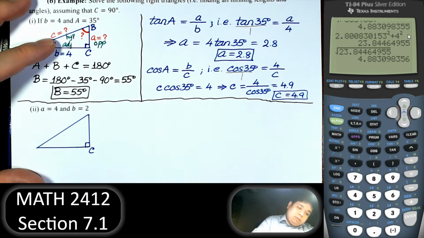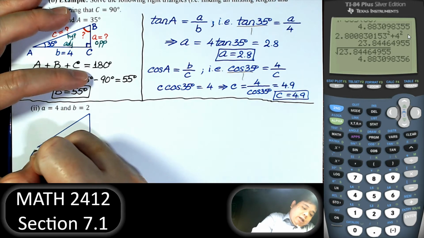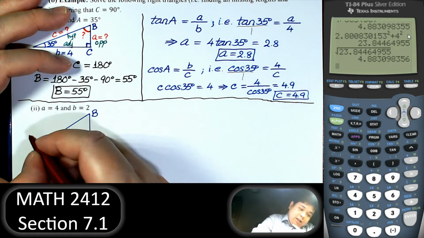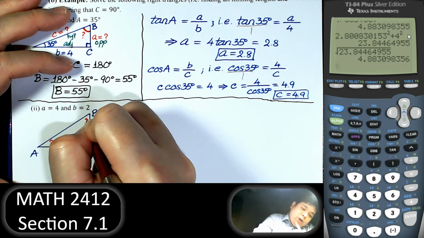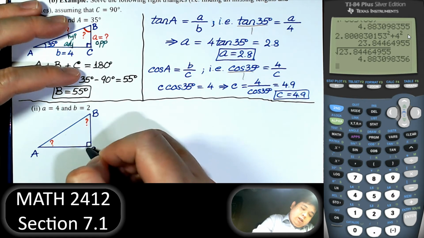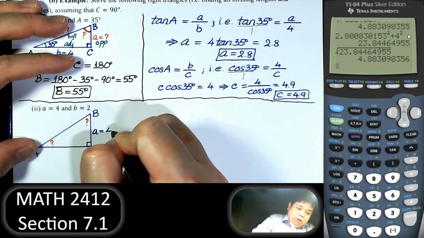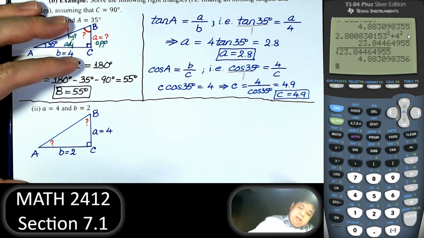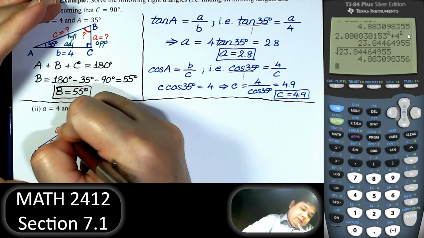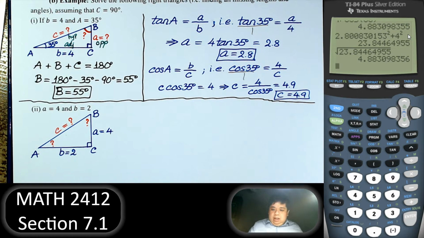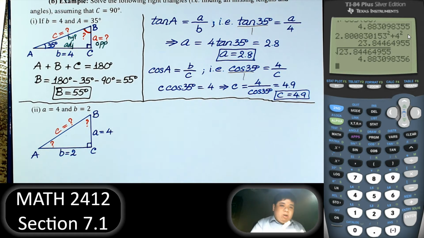Right, A, B, C. So in this example, we do not know angle A. We do not know angle B. We do know side a, opposite to angle A, is 4, and side b, opposite to angle B, is 2, and c we don't know. Of course, the scale doesn't matter. We just draw a triangle to have the idea what we know and what we don't know.